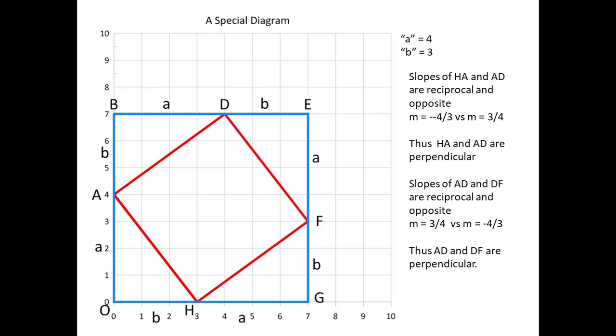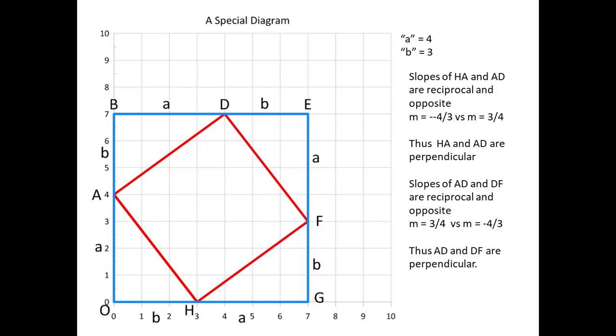And likewise, we do the same for the slopes of AD and the next consecutive segment DF. And we see that they're reciprocal and opposite. AD has that rise of 3 and run of 4, so its slope is 3/4, and DF has a slope of minus 4 rise with a run of 3, so minus 4/3. And again, those are reciprocal and opposite. So AD and DF are perpendicular.